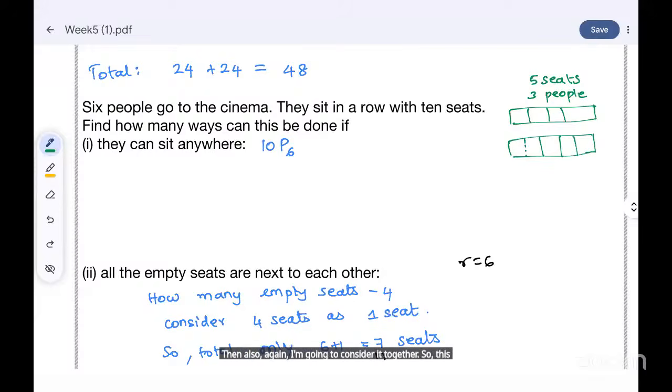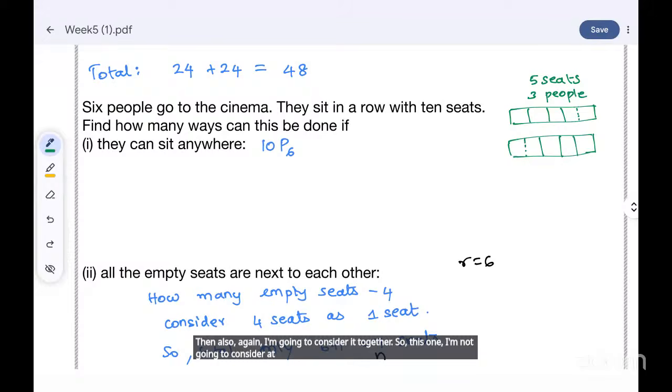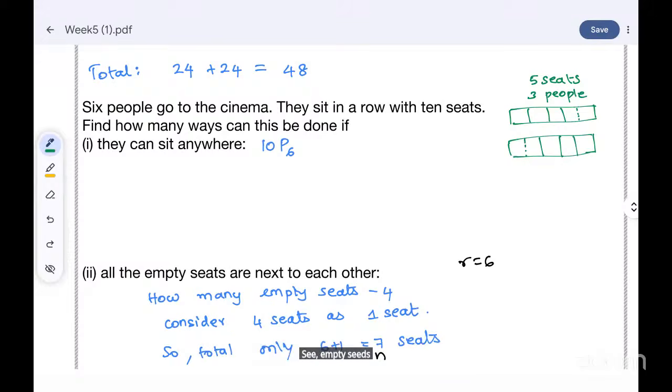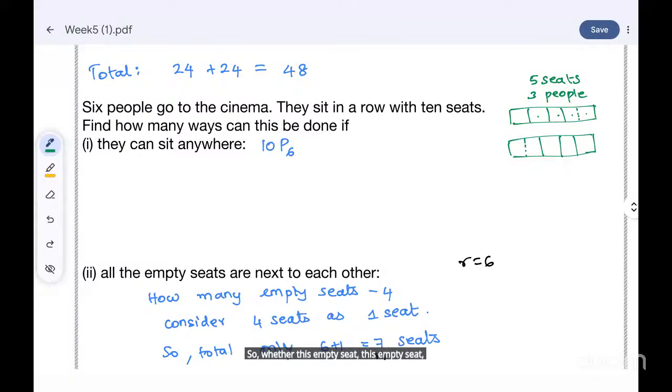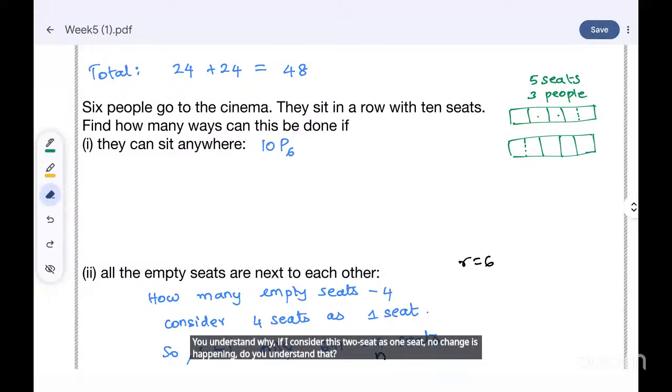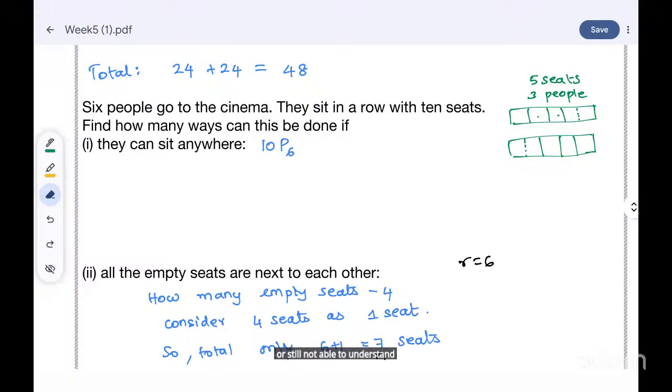I'm not going to consider this an individual part, because if the empty seats are coming together, whatever I place here is not going to be affected by this empty seat, right? Interchanging of the empty seats is not happening here. So it is considered as one, meaning no change is happening. If I consider these 2 seats as 1 seat, no change is happening. Do you understand that? I can try to explain it in a different way if you are not able to understand.